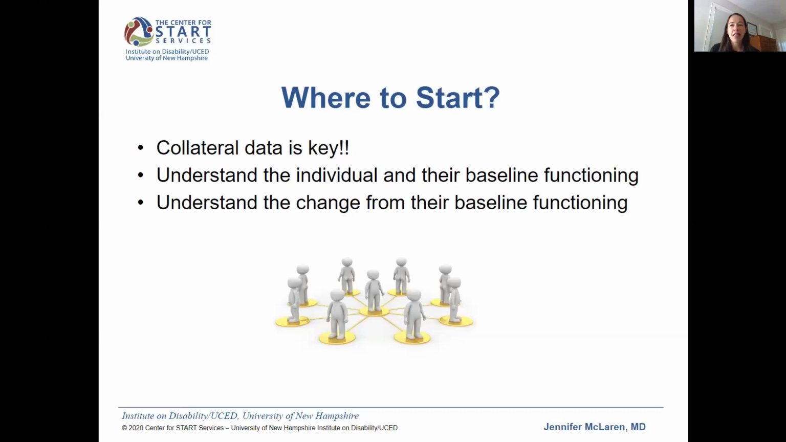So what does that mean? That means, what does somebody look like when they're doing well? Describe that person. Tell me what they're like. What do they enjoy doing? What's a typical day like for them? And then you need to understand the change from that individual's baseline functioning. When did that change occur? What does that look like? Lots of details regarding that.